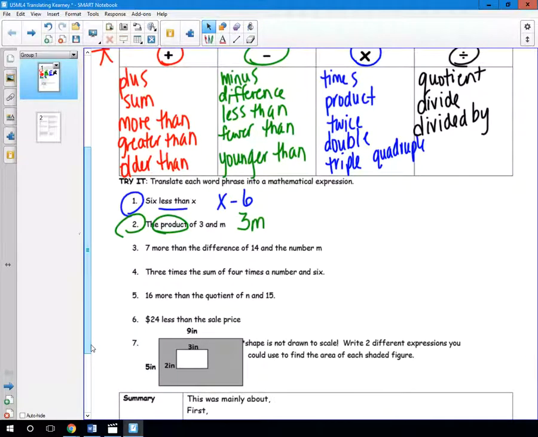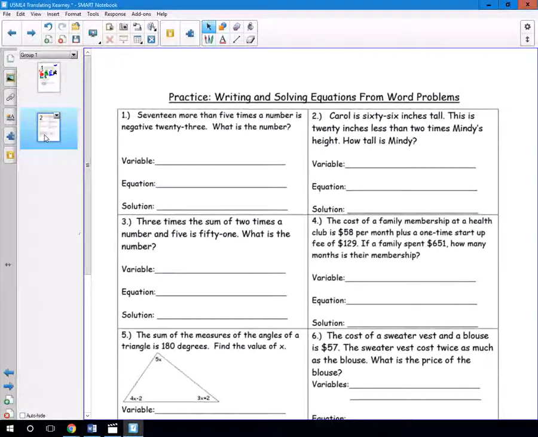Okay? So now, instead of setting up an expression, let's try to set up an equation. If you would look at number 1, first let's just read it. Number 1 says 17 more than 5 times a number is negative 23. What is the number? That's a lot of words.